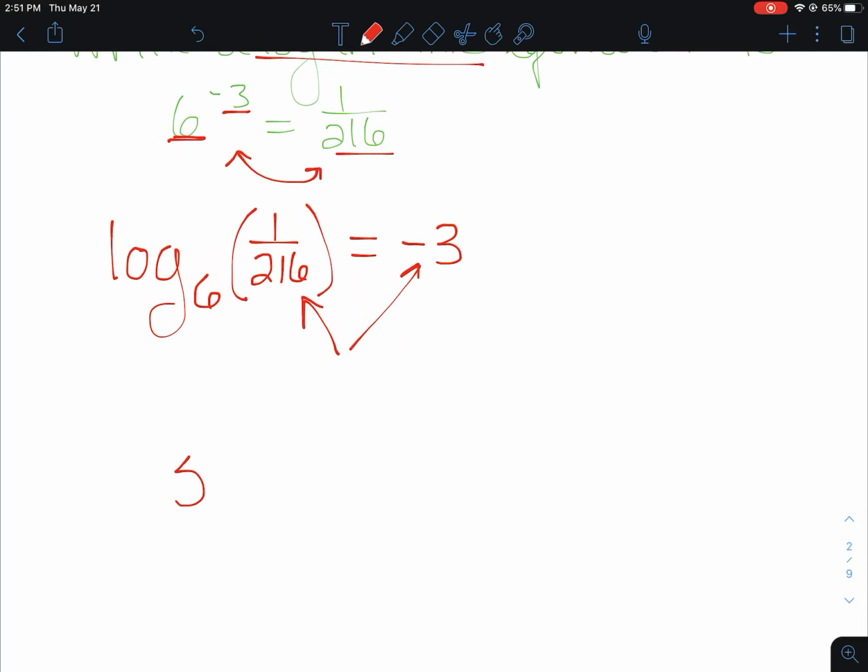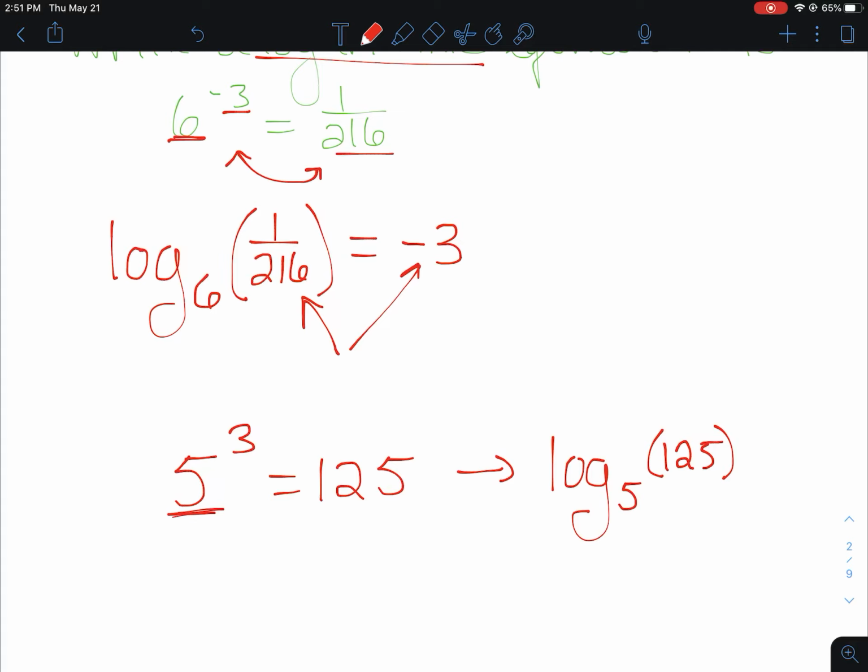Let's do another practice one like that. So let's say 5 to the third power equals 125. Let's turn that into a logarithm. Well, we're going to start with the word log. The base of the log is the same as the base of your exponential. So log base 5, and then we're going to take the log of 125. And the answer would be 3, because the exponent on 5 to give us 125 is 3. Okay? So that's the first step of practice here.